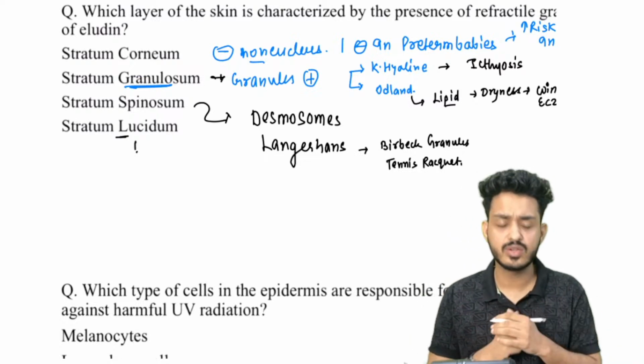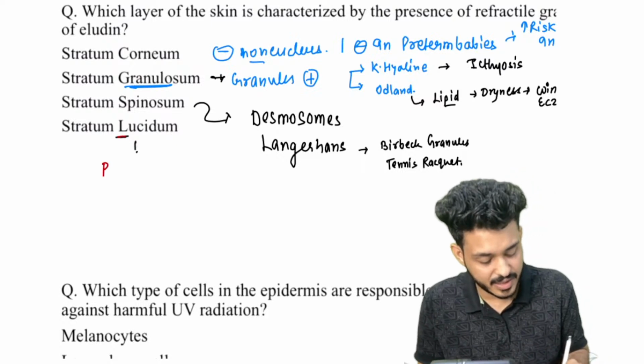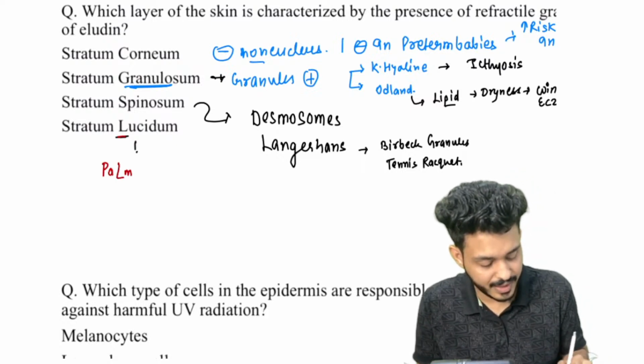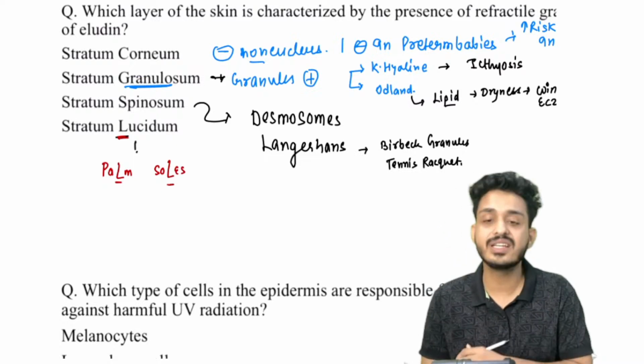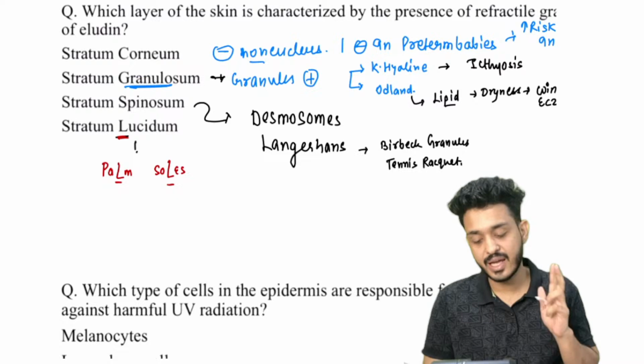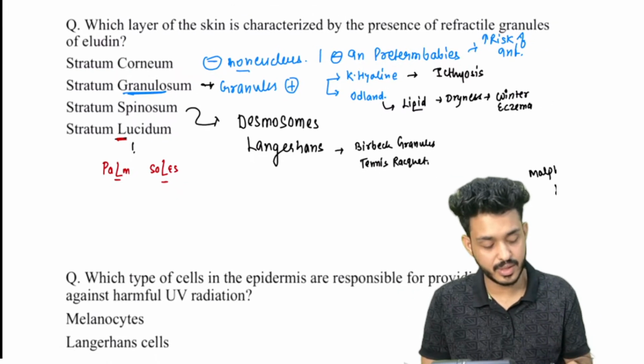It will be present in your soles, okay. So it will be present in your palm, and it will be present in your soles. So both of them are having L. So lucidium will be present in your palms and soles. Palms and soles. Okay, palms and soles.